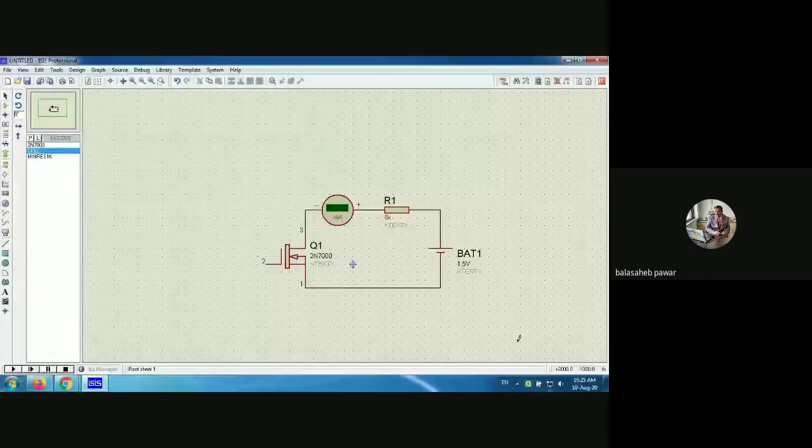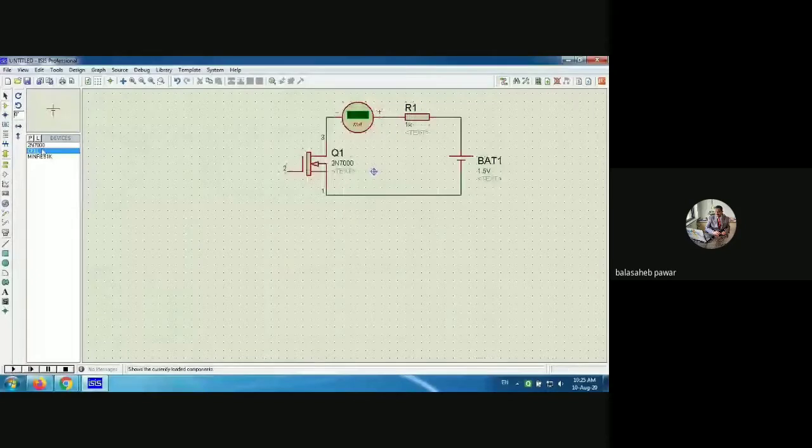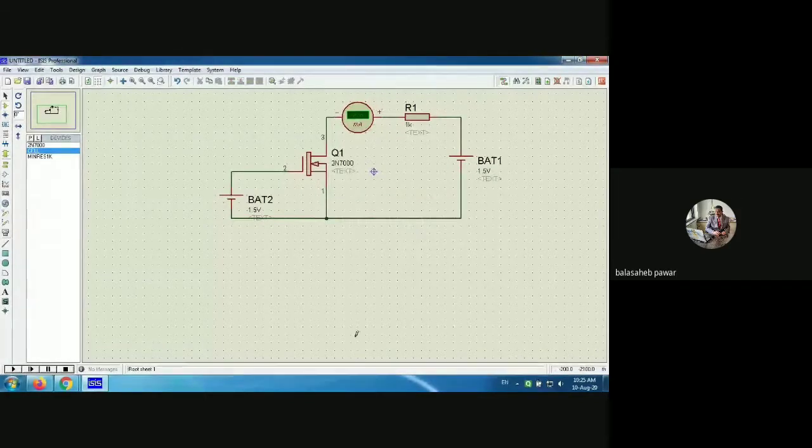Now the same DC source I will use at the input side also, to apply the VGS. It's positive to the gate and negative to the source terminal like this. Is it okay? Whatever consideration we discussed last time, the same thing I have implemented. Now we'll use the ground pin also in this circuit diagram so that it will work properly, right?